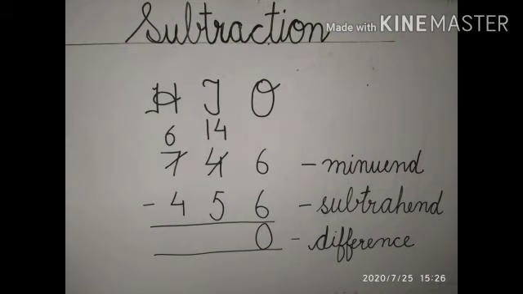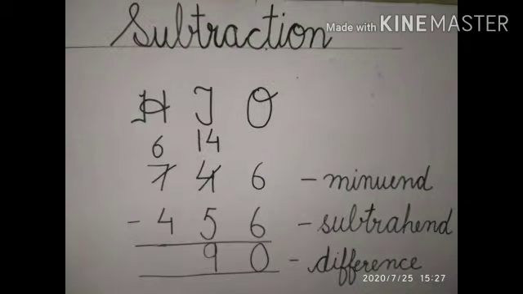Now students, let's start subtraction. We will subtract 5 from 14. By counting on the blocks, we will count 14 and then we will cut 5 from it. What will come? 1, 2, 3, 4, 5, 6, 7, 8, 9, 10, 11, 12, 13, 14. And when we subtract 5 from it, what will come? Yes, 9. 9 will come. We will write here 9.